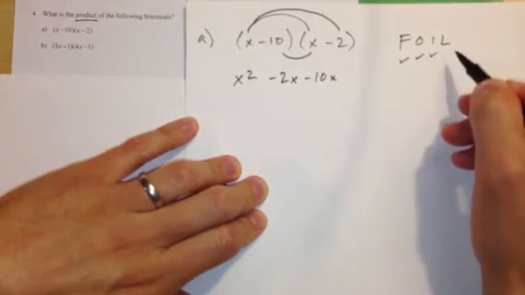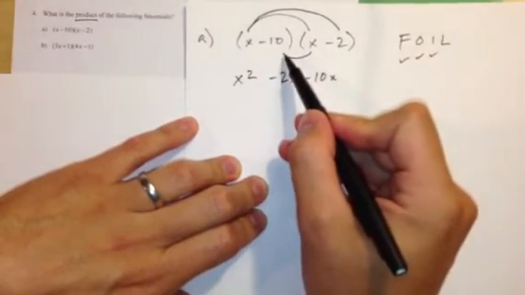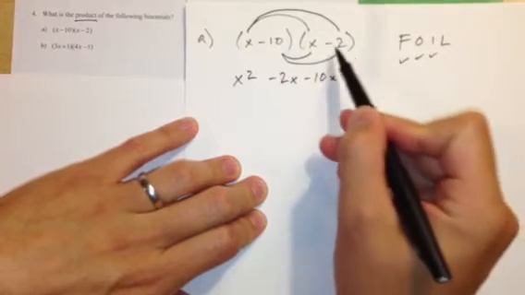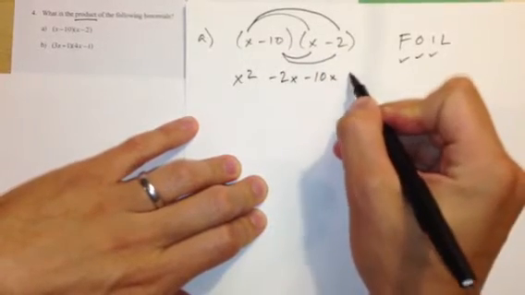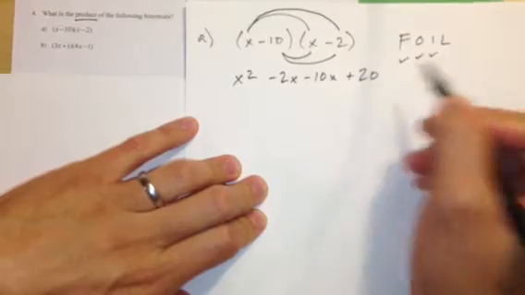And then I'm going to do L for my last terms. The last terms of the binomial are negative 10 times negative 2. A negative times a negative is a positive. 10 times 2 is 20.